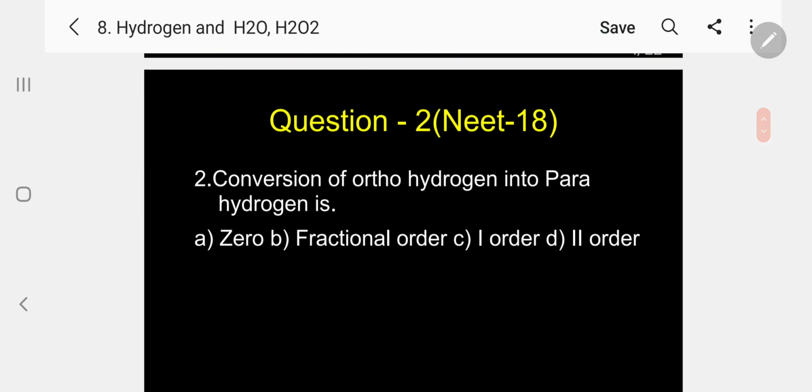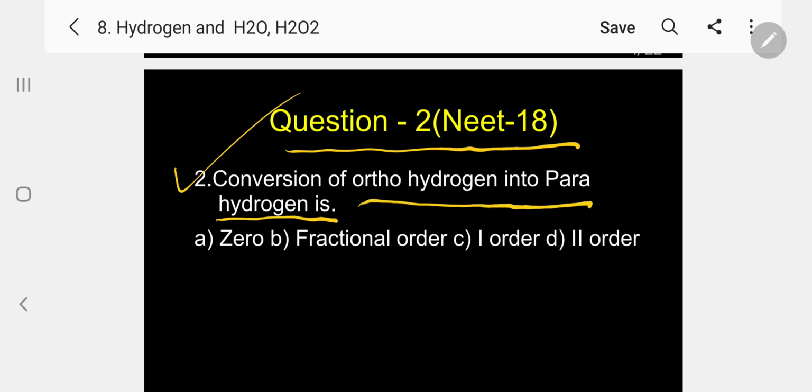Let me go for question number 2. This question was asked in NEET 18. Again the unit is hydrogen, specifically under hydrogen. Kindly follow. The question is on conversion of orthohydrogen into parahydrogen. So we must know what is orthohydrogen and what is parahydrogen. It is asked: the conversion of ortho into parahydrogen is A. zero order, B. fractional order, C. first order, D. second order.